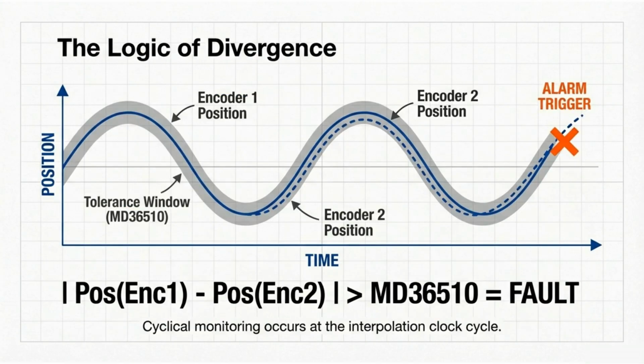The logic of divergence monitors the difference between the positions of encoder 1 and encoder 2 against the machine data 36510 tolerance window. If the absolute difference exceeds the machine data 36510 value, a fault is triggered and an alarm is raised. This cyclical monitoring occurs at the interpolation clock cycle.